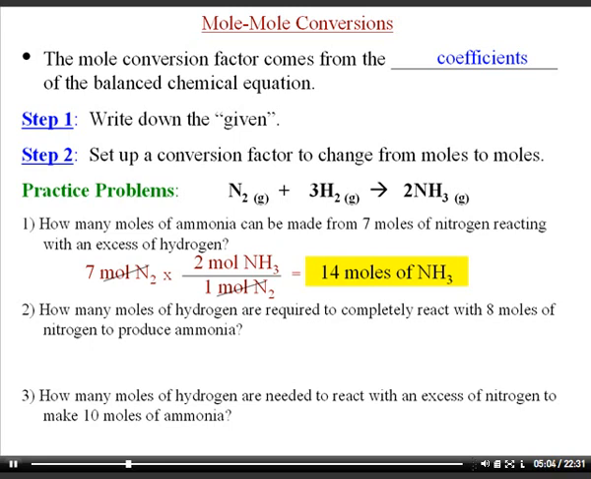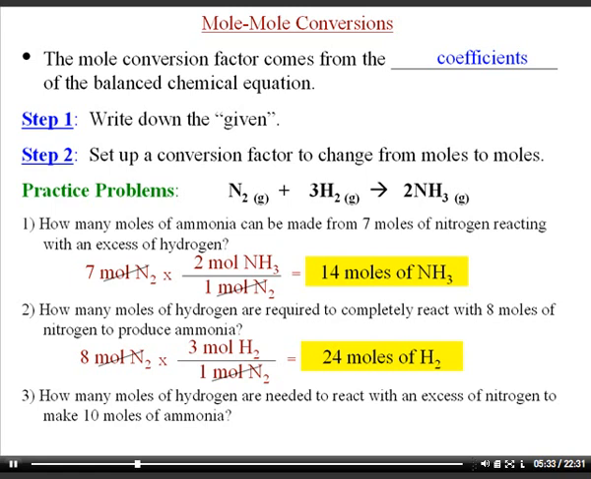In question number 2, we go through the same steps. We need to know how many moles of hydrogen are required to completely react with 8 moles of nitrogen to produce the ammonia. So we have 8 moles of nitrogen as our given. We'll still have the same times line. We'll still have 1 mole of nitrogen on bottom from the BCE, and then we will need the number for hydrogen on top, and this time it's going to be 3 hydrogens. So for every 1 mole of nitrogen, you need 3 moles of hydrogen.